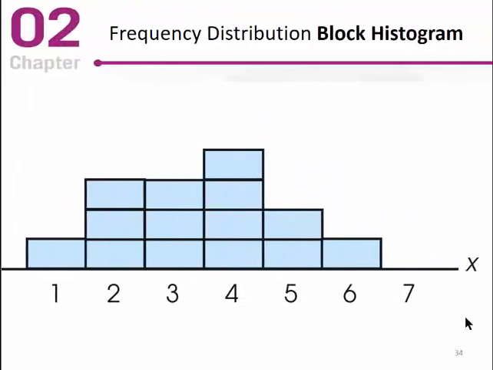A histogram can be made into a block histogram. So basically you're just creating a bar of the correct height by drawing a stack of blocks, and each block represents one case. So in this case, one person, one block, scored a 1, 3 blocks for 3 people that scored a 2, 3 scored a 3, and so on.